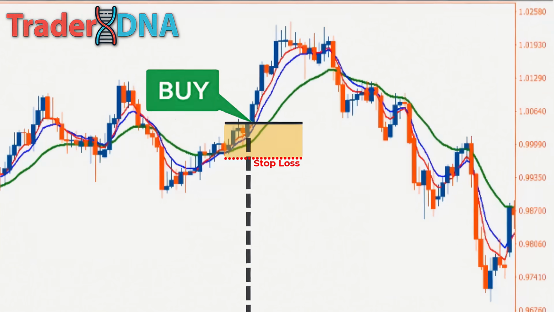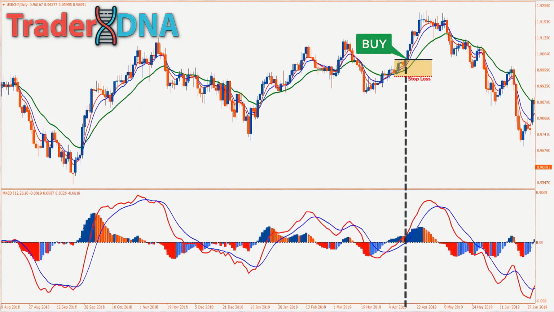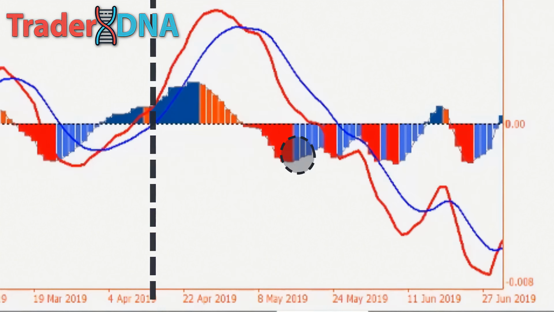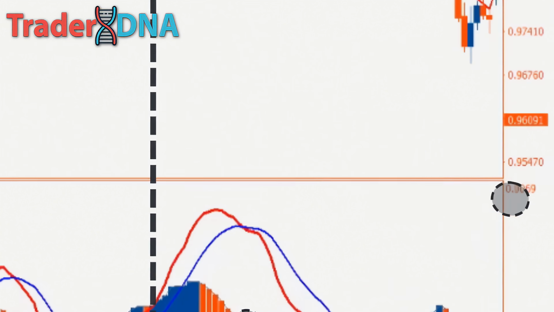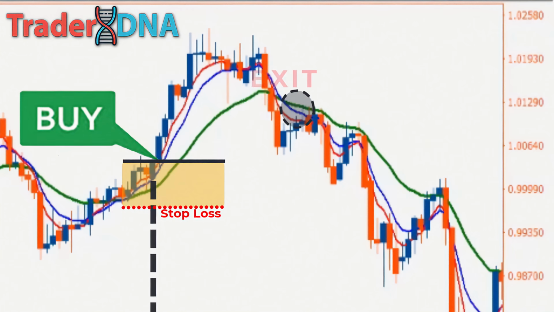Close the buy position when, first, MACD histogram bars appear below the middle line. Or second, the red 5 EMA line crosses below other EMA lines.